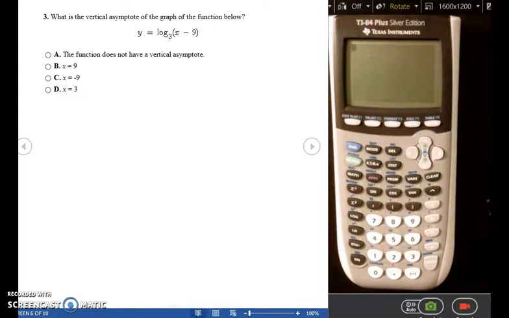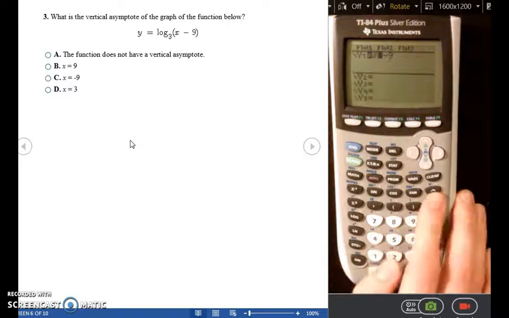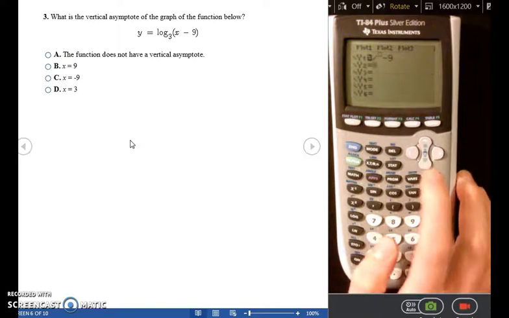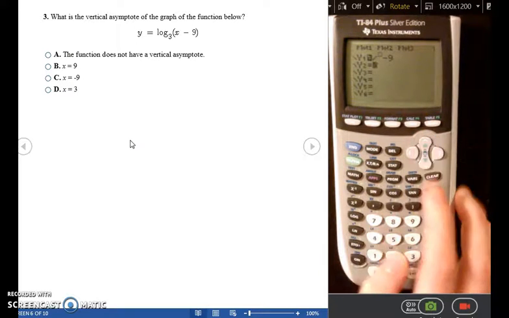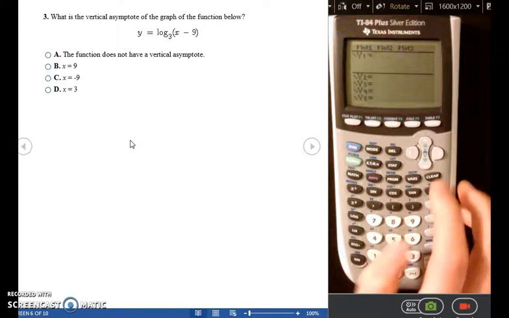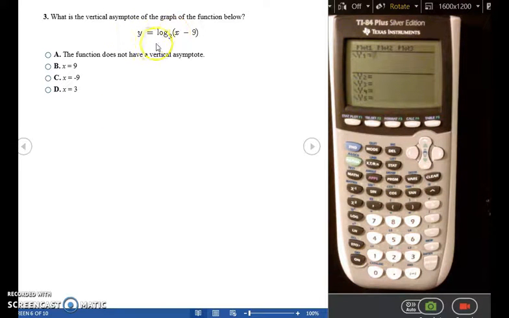This next question asks us about a vertical asymptote, so we're going to use the same approach as the horizontal on the last question, only instead of looking in the y column, we're going to look in the x column, because the numbers are equal to x in the answers. And so your first step is to go into y equals, and you'll clear out anything that is in y1, and type in the new part.